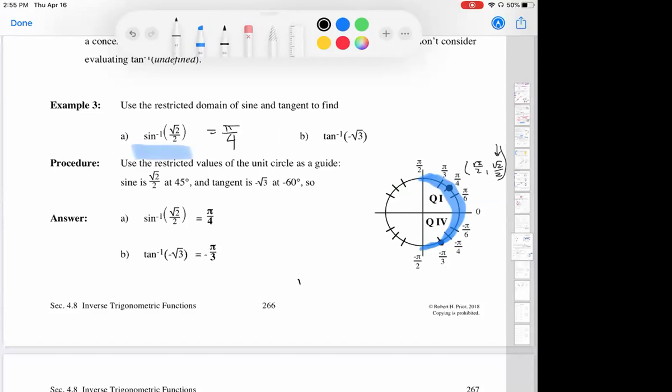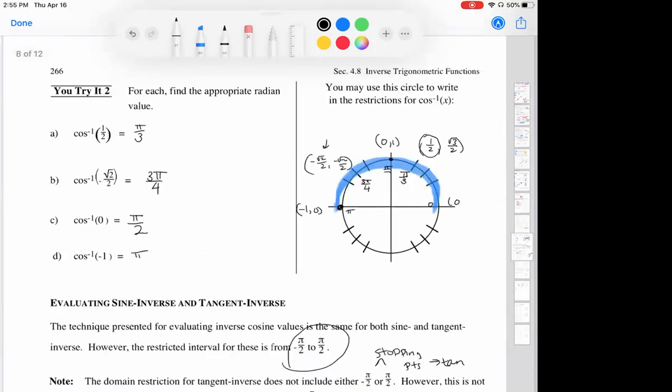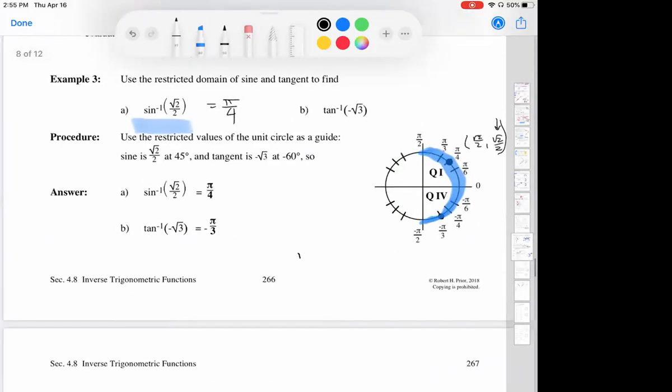Tangent inverse of negative square root of 3. All right, well, tangent is square root of 3 at 60 degrees, which is pi over 3. So we will have this point here, negative pi over 3. So tangent inverse of negative square root of 3 would be negative pi over 3.